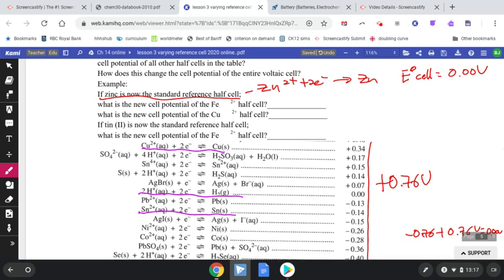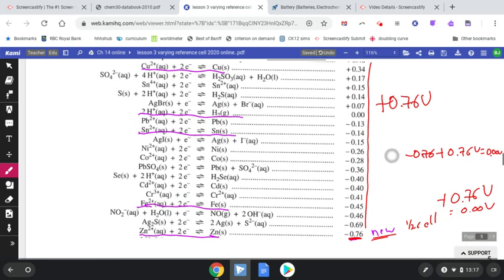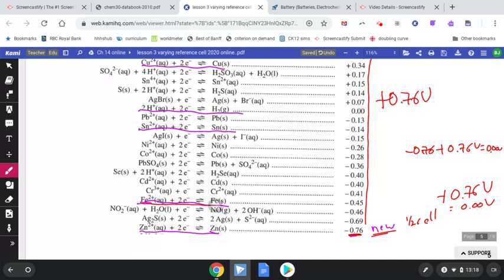So what does that mean? What is the new cell potential of the Fe2 plus half cell? Okay, so here's Fe2 plus. Well, it was negative 0.45. It's gained 0.76. So that is now 0.31 positive. That's its new value. Hope I did the math right on that. You can figure it out on your calculator if you want to double check it for me.